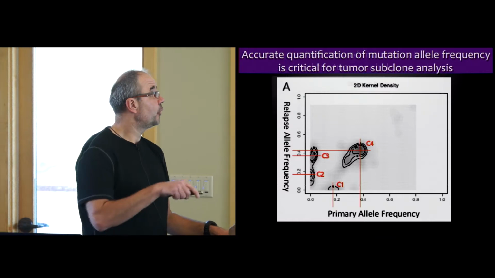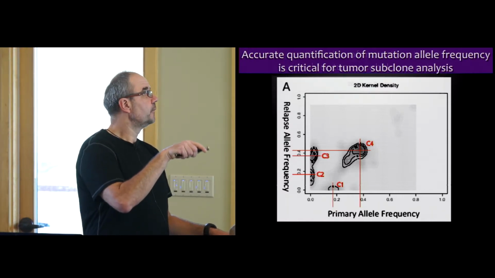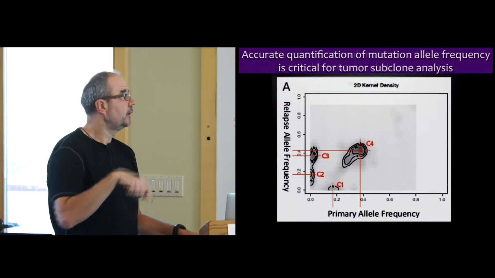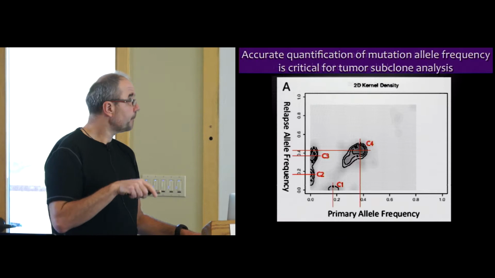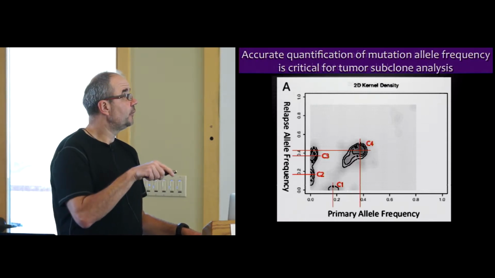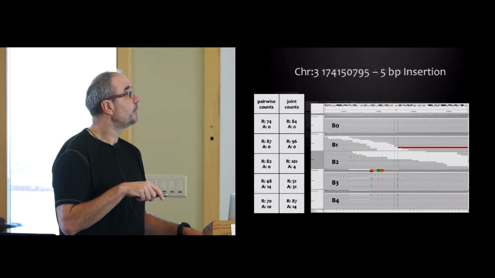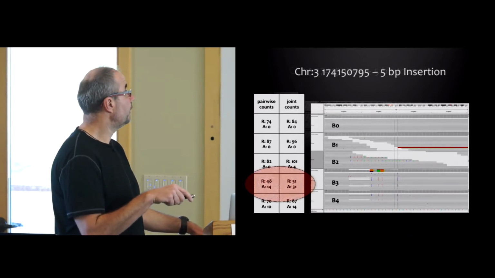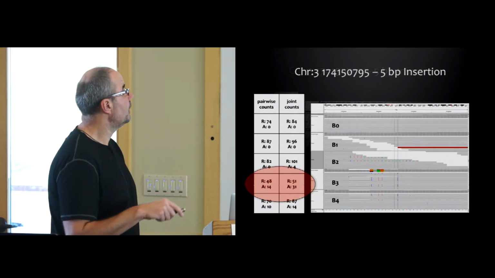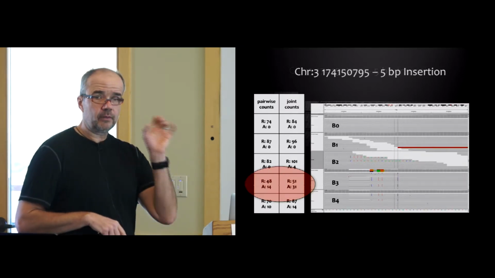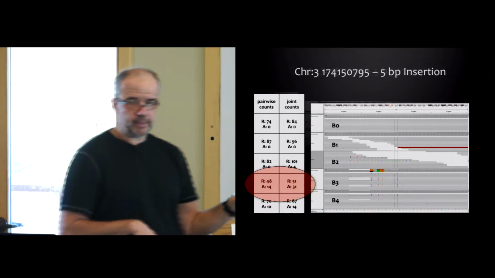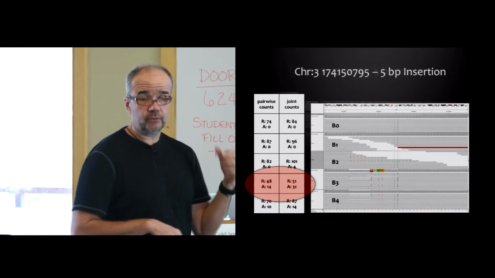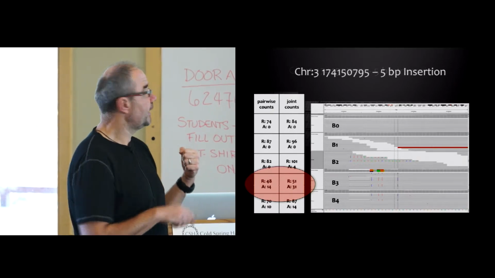So it's important to know what the actual cellular frequency of a particular mutation is in, say, the primary and a relapse sample. So we need to have this value accurately estimated. This is a situation where, and I'm going to focus on this particular area here, the traditional mapping revealed 14 mutant alleles that had the somatic mutation and 48 reference alleles.